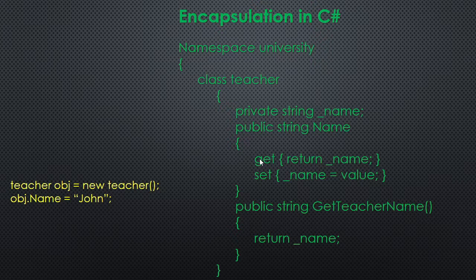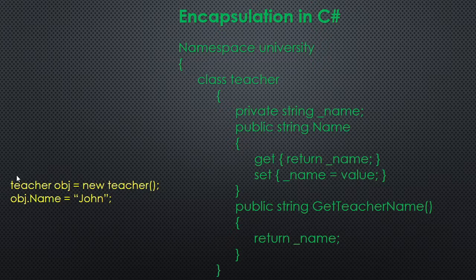And also get is used to return the private variable, and this is how we can access the private variable from outside the class, but not in a direct way, because it is private and directly it is impossible to access it.